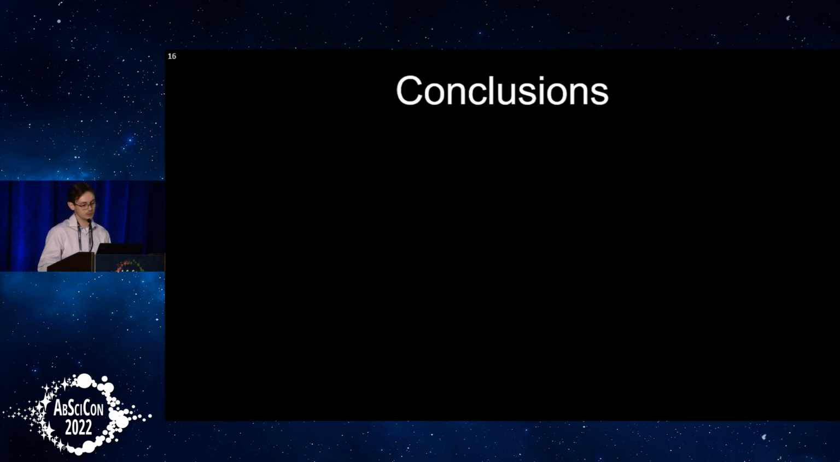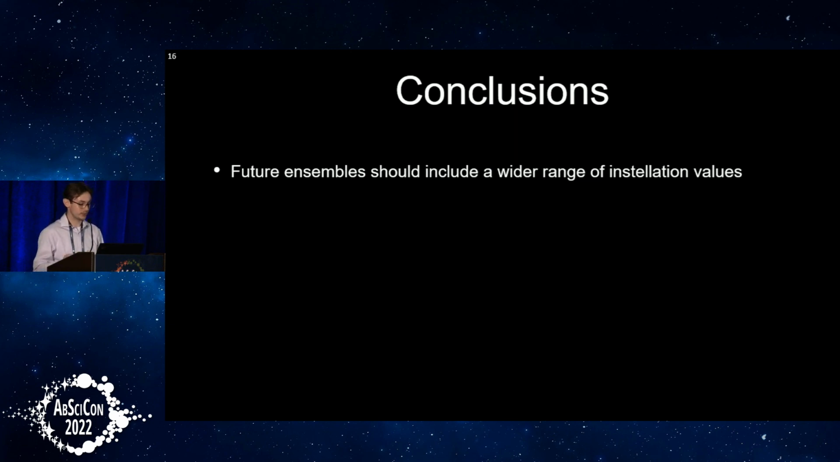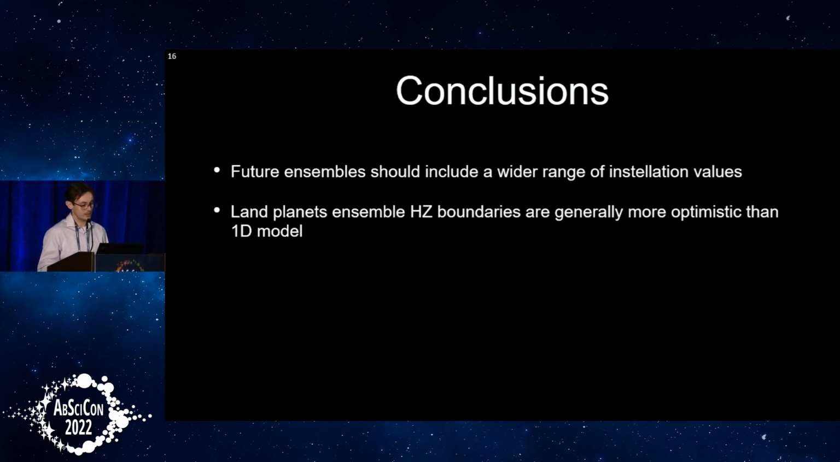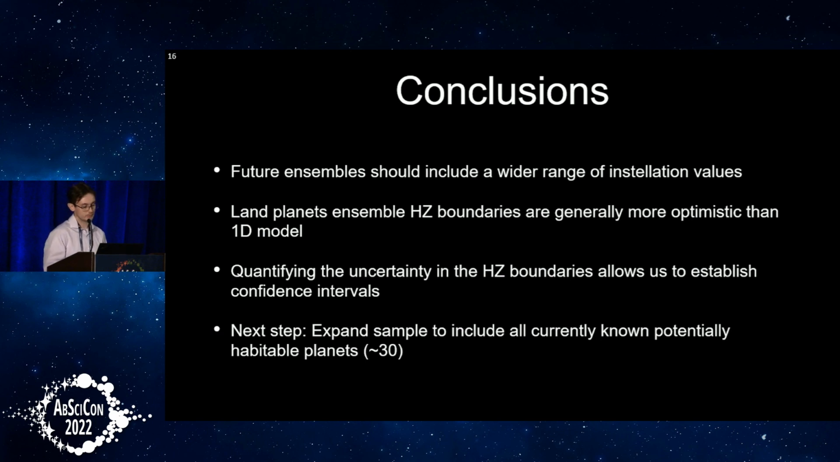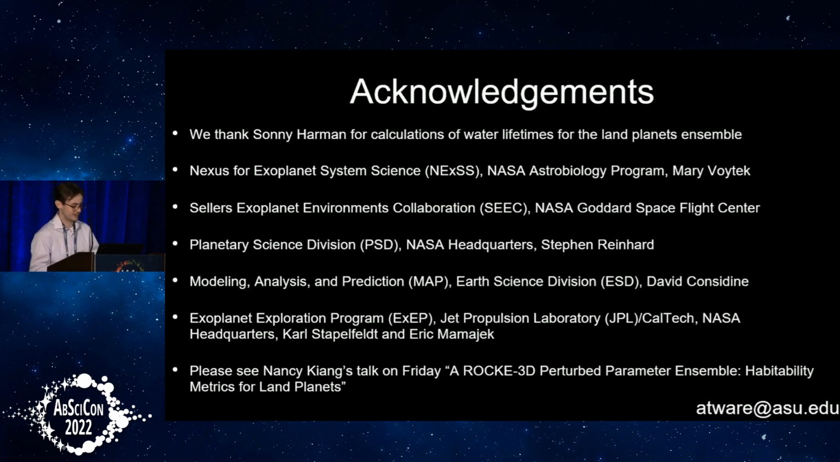All right, and so just some conclusions here. Future ensembles should include a wider range of instellation values, obviously, to account for this unconstrained outer habitable zone edge. The Land Planets Ensemble habitable zone boundaries are generally more optimistic than the 1D model. And quantifying the uncertainty in the habitable zone boundaries allows us to establish these confidence intervals. I only showed the 95% one here, but you could decide how conservative you want to be and do, say, a 50% confidence interval or less. And just the immediate next step will be to expand this sample to include all currently known potentially habitable planets, which we estimate to be about 30. All right. Thank you.